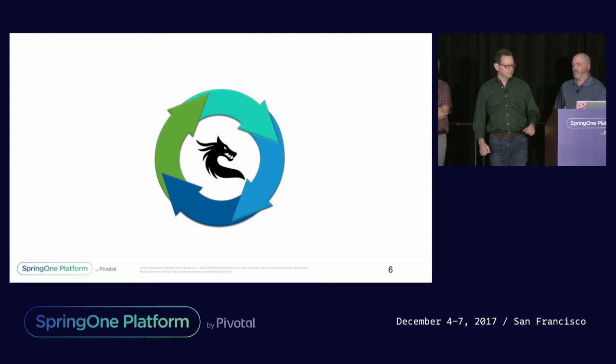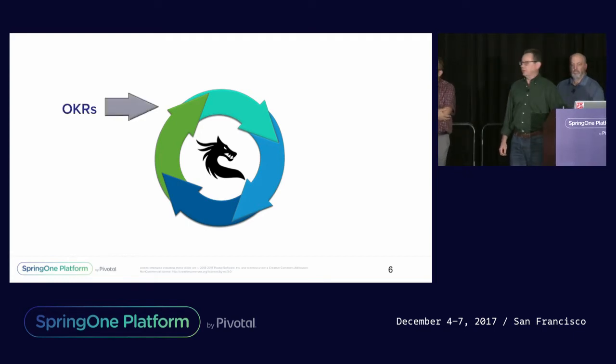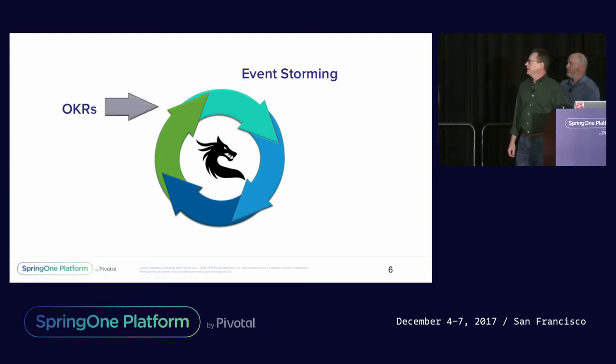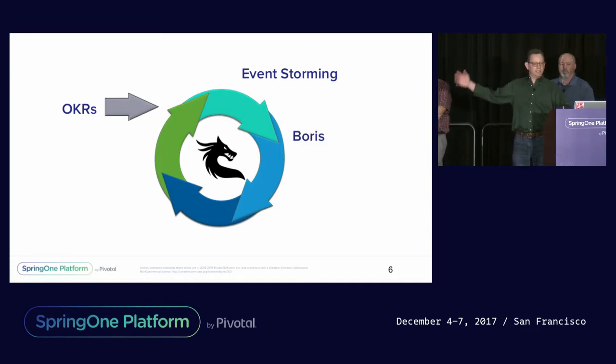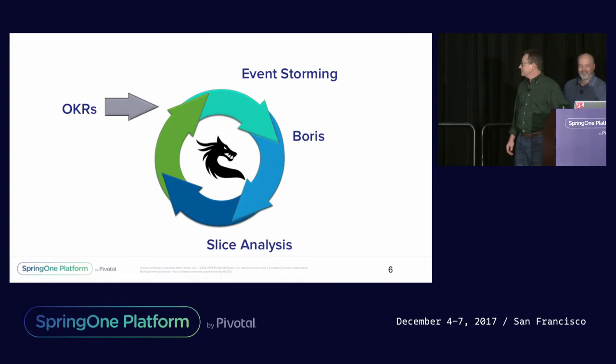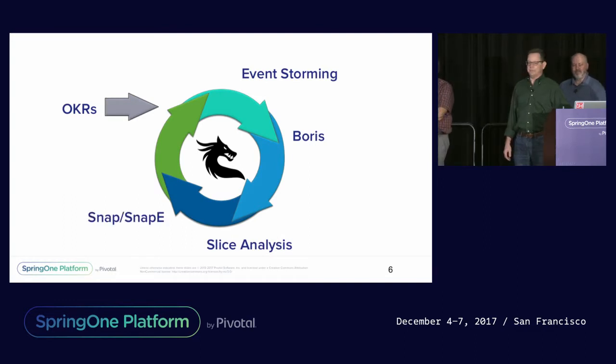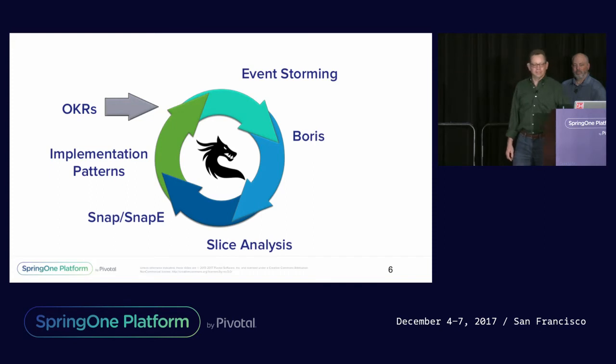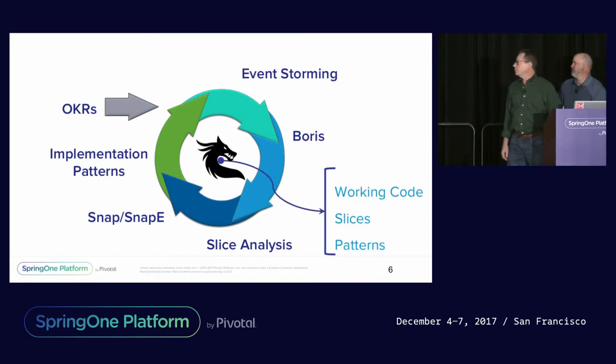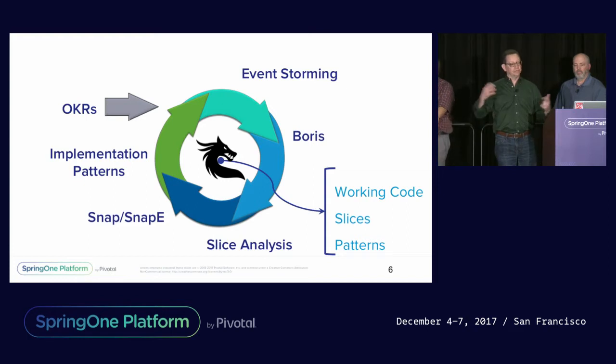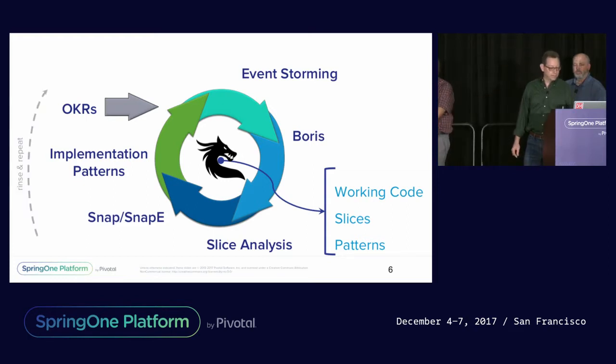So today we're going to take you through our dragon-slaying transformation circle here and talk about these tools that we've developed. We're going to talk about OKRs. We're going to talk about event storming, Boris. These names are all recognizable, right? Everybody knows who Boris is. These are slice analysis. We got Snappy and Snap. And of course, we have implementation patterns. And all these tools that we do are always building working code, slices of incremental functionality that we add on to build larger systems and develop reusable patterns that we could use in the future for other engagements.